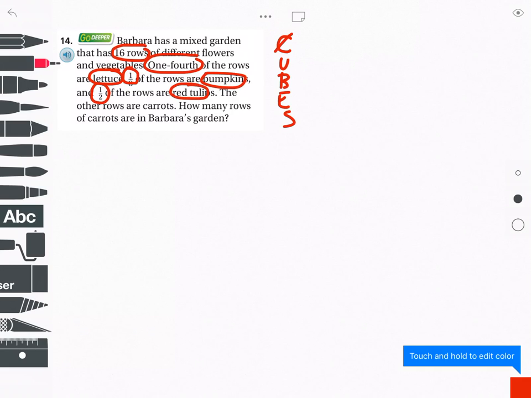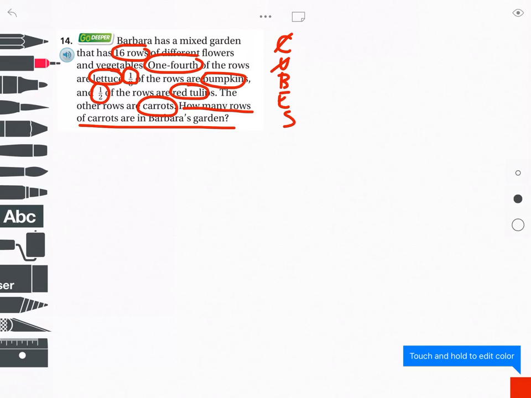Then it's asking me to underline. It says the other rows are carrots, so that's another unit. Underline the question. How many rows of carrots are in Barbara's garden? All right, then we're going to box in the keywords.